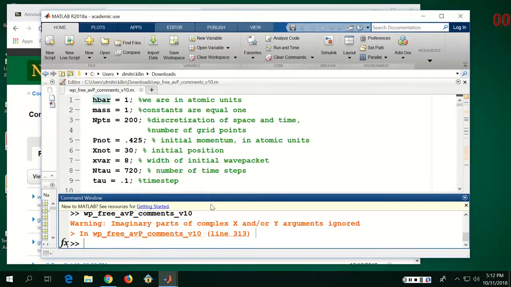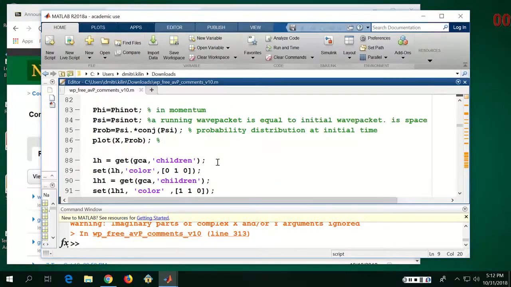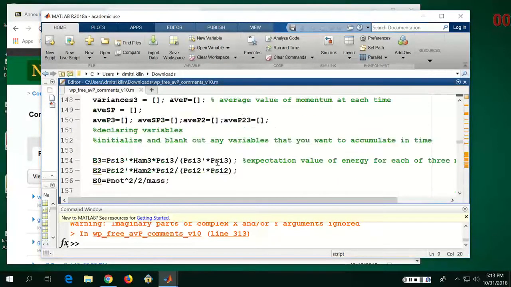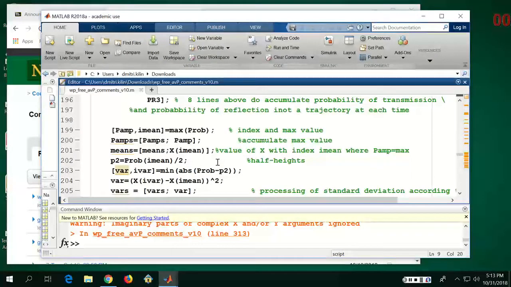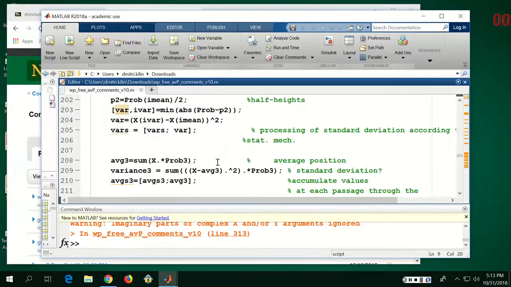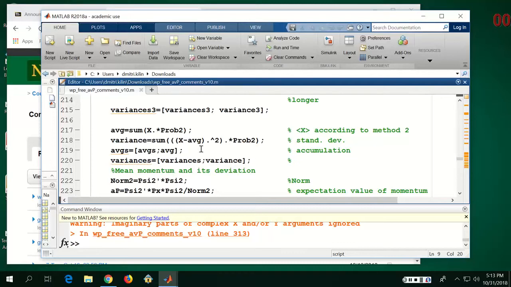So where are these parts of the code for the expectation value of position and momentum? Okay, so this is in line 217. See, it's probability multiplied by this x capital, and then you put summation, right?